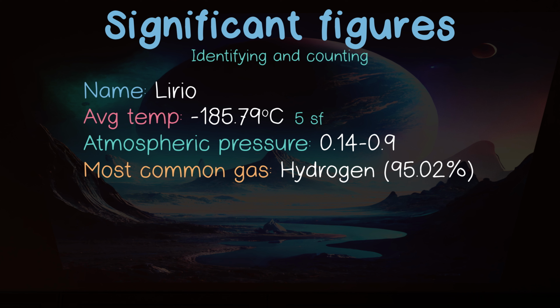If we look at our atmospheric pressure, 0.14 has 2 significant figures because the 0 is before the significant figures in a decimal, so it doesn't get counted. And in 0.9, it's the same rule, so that just has 1. And now if we look at the percentage of hydrogen in the atmosphere, 95.02, we have 4 significant figures because our 0 is trapped, so our second rule.